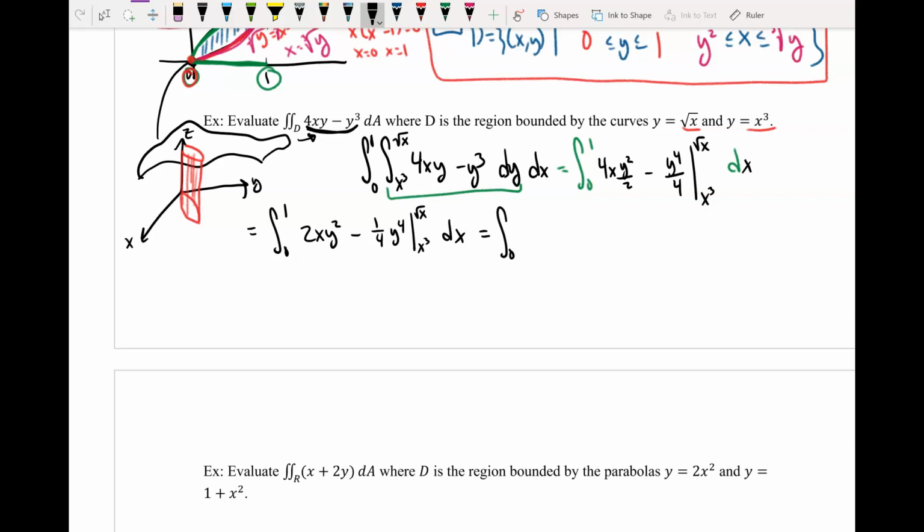So you got the integral from 0 to 1 of 2x, and then I'm going to put parentheses squared minus 1/4 parentheses to the 4th. So that will be my first part. And then I'm going to use the fundamental theorem of calculus again: 2x parentheses squared minus 1/4 parentheses to the 4th dx. And what I'm going to put in there is going to be these limits. So I'm going to first put in the square root of x, and then I'm going to put in the x cubed.